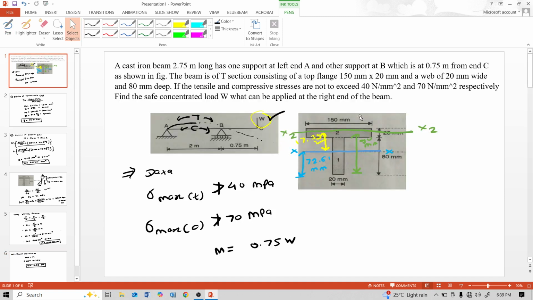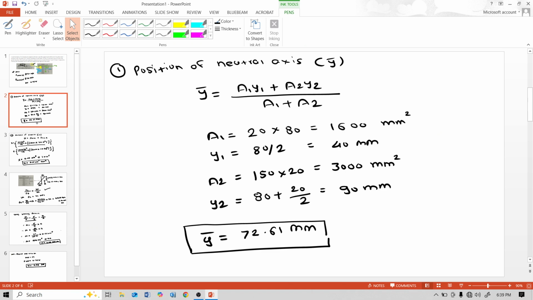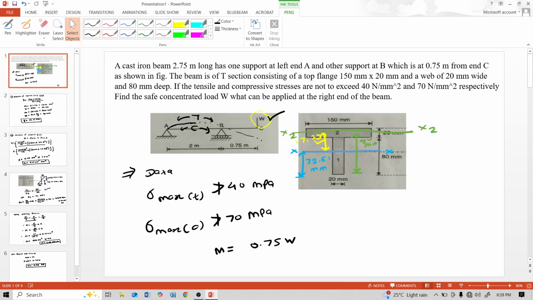So see here, the T section dimensions are 150 mm across, a 20 mm top flange, and the web is 20 mm thick and 80 mm deep, and this is the beam. A is a hinge, B is a roller, and between B and C it is a cantilever part with concentrated load W acting at point C, and for that the moment is a hogging moment, 0.75 W. The position of the neutral axis is 72.61 mm, for a total depth of 100 mm.